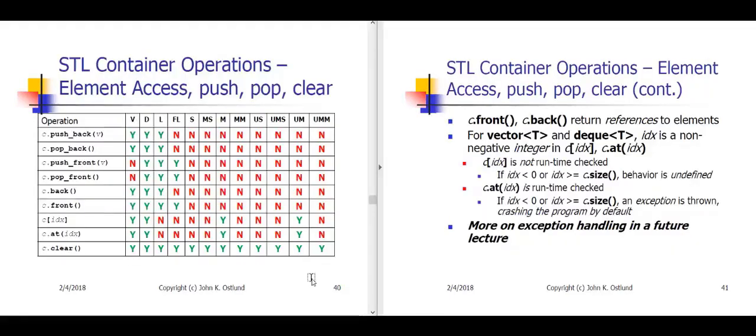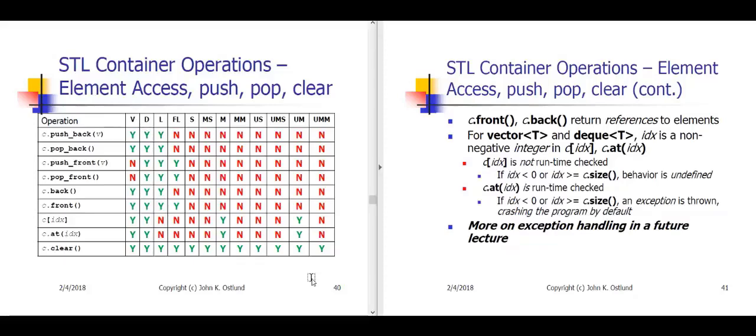Here on slide 40, we have a table of which of these containers allow push and pop back, push and pop front, which allow subscripting with square brackets, which allow you to clear the contents of the container using the .clear member, and also which ones allow you to examine the front or back element using .back and .front. Most of these operations are restricted to the sequence containers, and whether they permit push or pop back and push or pop front has to do with what is efficient for these sequence containers.